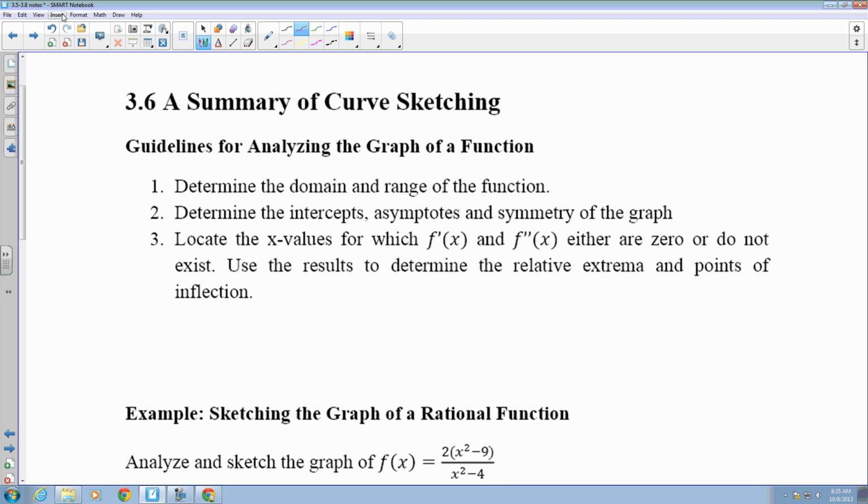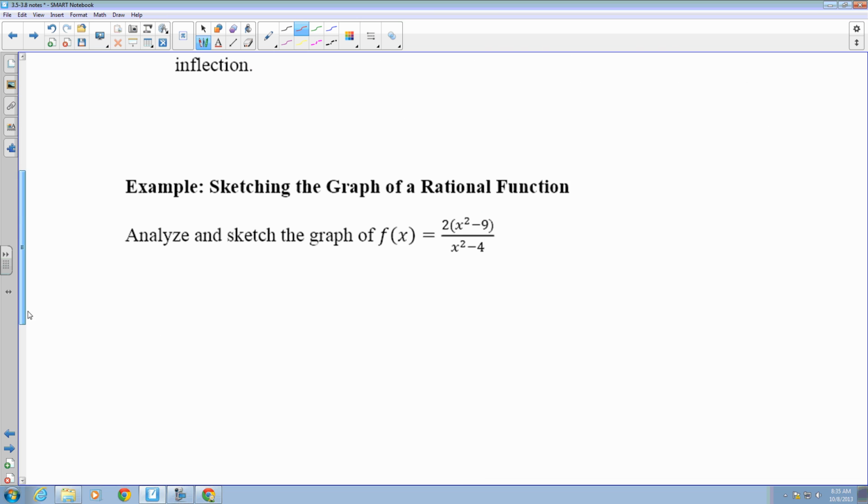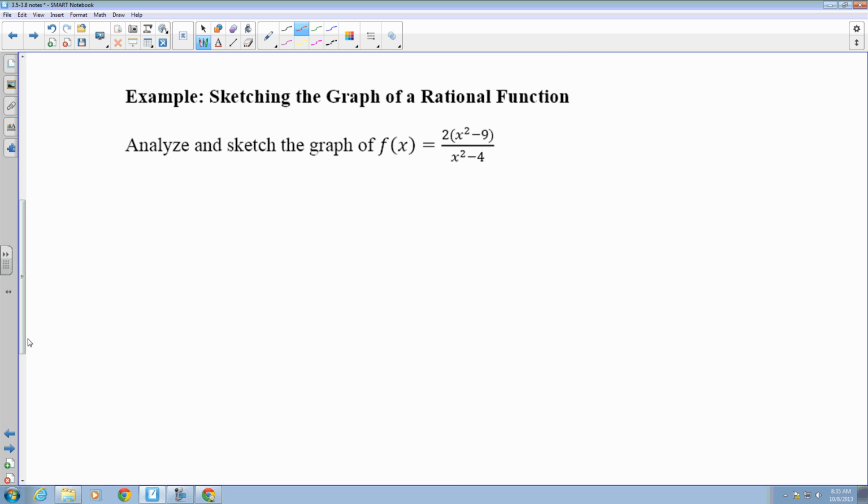So the things we need to do, first step is to identify the domain and range. Then we need to find the x-intercepts, the asymptotes, and not necessarily the symmetry. We can probably just skip that part. We need to find the x values, so the critical points and possible points of inflection, and then use those results to determine extrema and points of inflection from there.